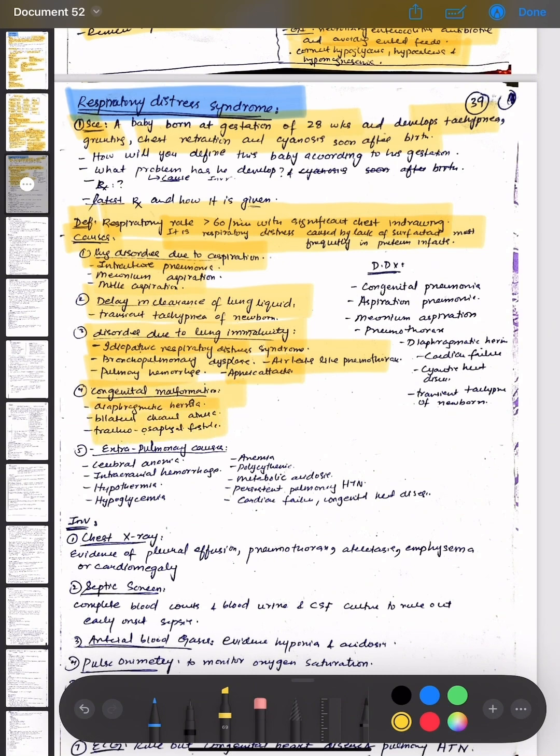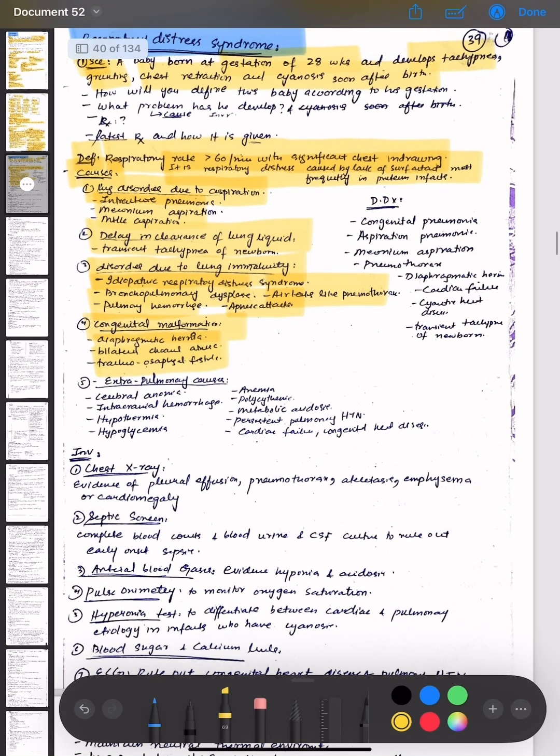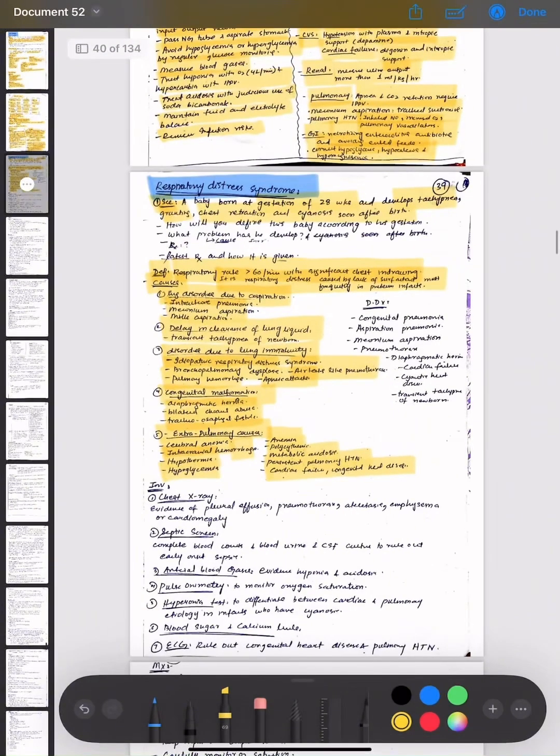Then the extrapulmonary causes, which are cerebral anoxia, intracranial hemorrhage, hypothermia, hypoglycemia, anemia, polycythemia, metabolic acidosis, persistent pulmonary hypertension, cardiac failure, and congenital heart disease. These are the causes of respiratory distress syndrome.